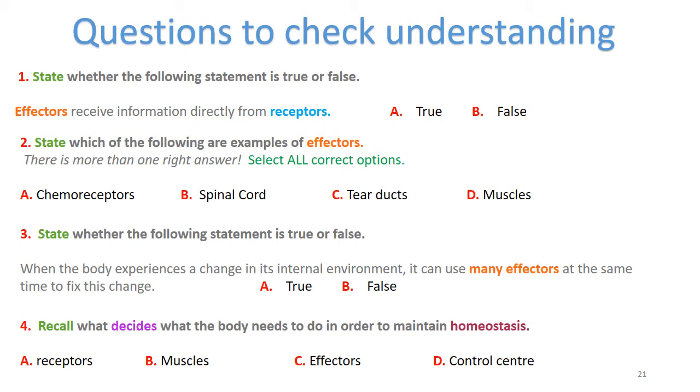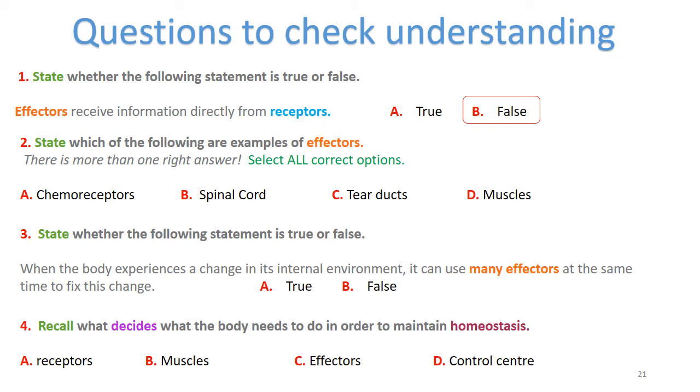Question 1. State whether the following statement is true or false. Effectors receive information directly from receptors. Is that true or false? The answer is false, because receptors receive information directly from effectors.